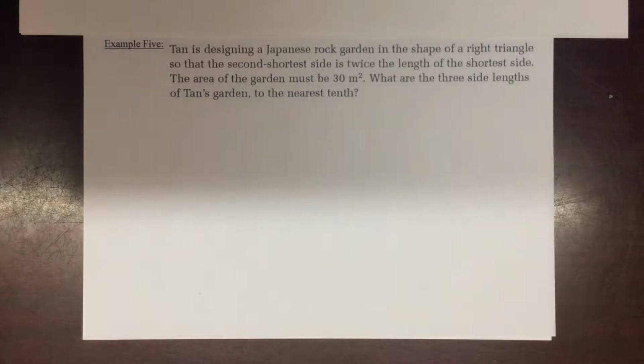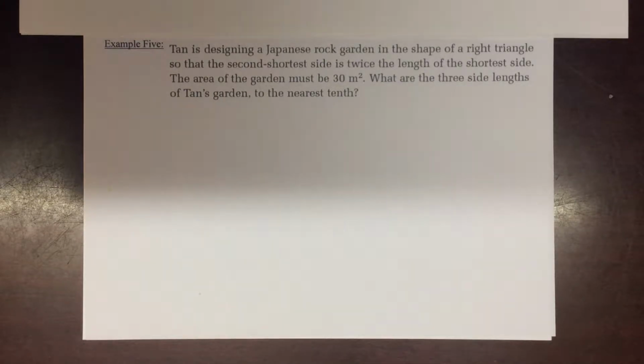Okay, example 5 says Tan is designing a Japanese rock garden in the shape of a right triangle, so that the second shortest side is twice the length of the shortest side. Before we go any farther, let's try to draw a diagram here that might be able to help us understand this question a little bit better.